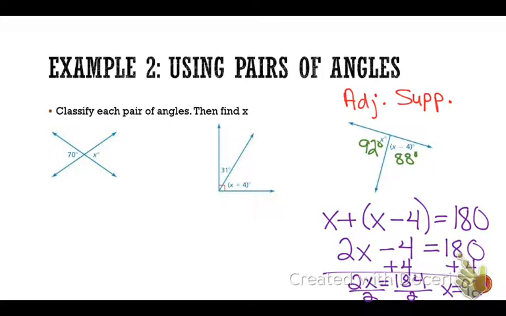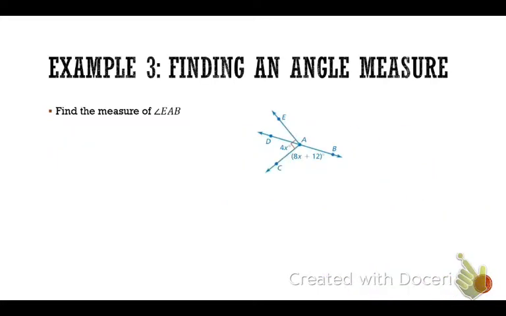Okay, using pairs of angles. All right, so now here comes all our letters and all that fun stuff. It says find the measure of angle EAB. So starting off, I'm just going to tell you, I can't go straight to EAB. I'm going to have to use the measurements that I'm given and their relationship and go from there. So don't focus on EAB yet.